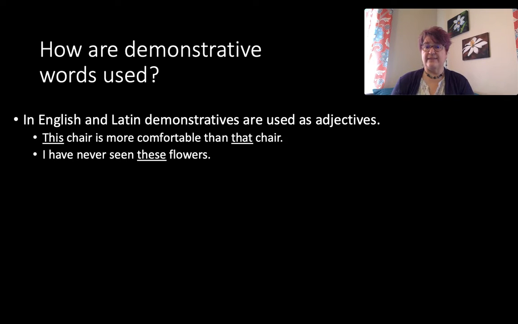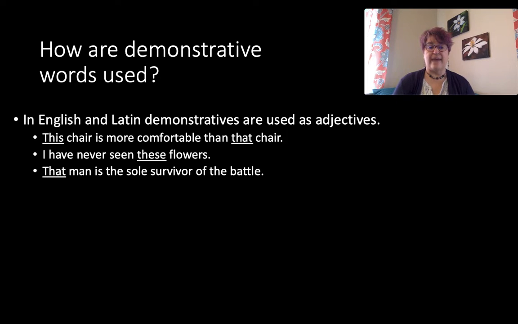I've never seen these flowers. When I use the plural these to describe flowers, I might be talking about flowers that are sitting in front of me or some that are along the path, but you can rest assured that they are close to me. That man is the sole survivor of the battle. Remember that when we use that, we are generally speaking about someone or something that is farther away. So if I say that man, I'm talking about someone who is not in close proximity to me.